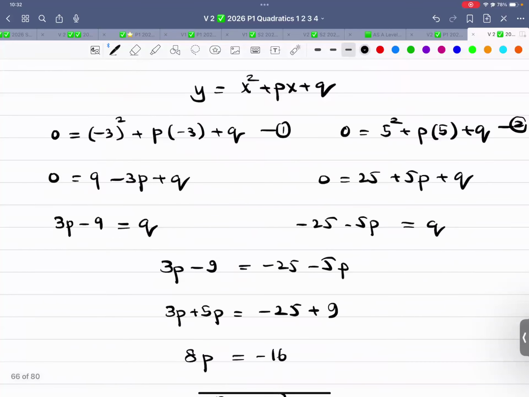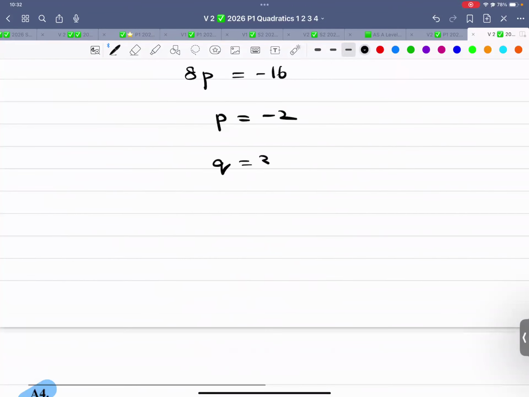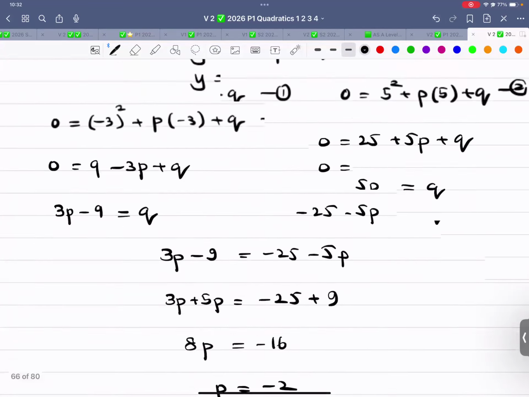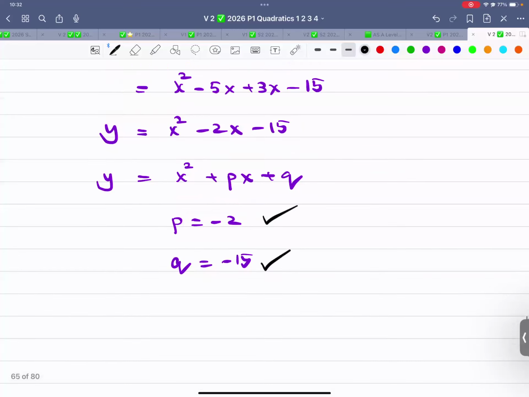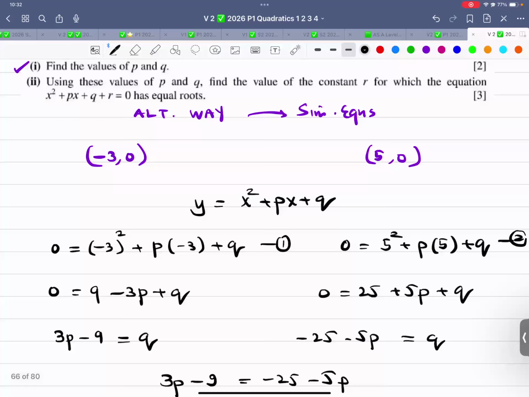And just plug in one of them. Q is 3p minus 9. That is 3 into negative 2, negative 9. 3 into negative 2 is negative 6, negative 9. And this is negative 15. So q is negative 15. So there were two different options of solving this one.